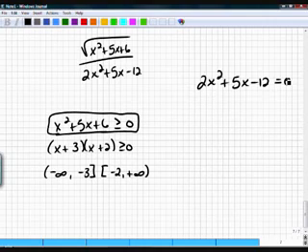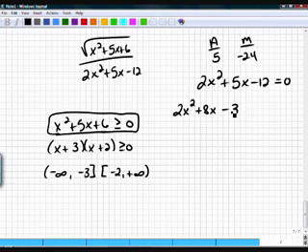Makes sense. What adds to give me 5 and multiplies to give me negative 24? I'll slow down. What is that? 8 and negative 3, right? What do you use 8 and negative 3 to do? 2x squared plus 8x minus 3x minus 12 equals 0. I'll slow down and let you catch up with me.